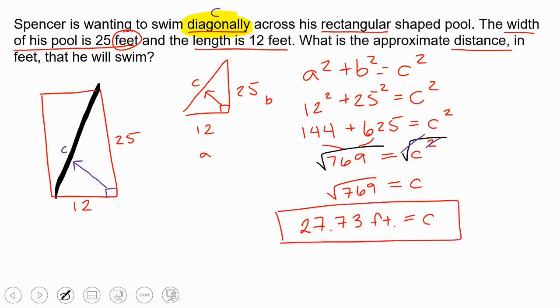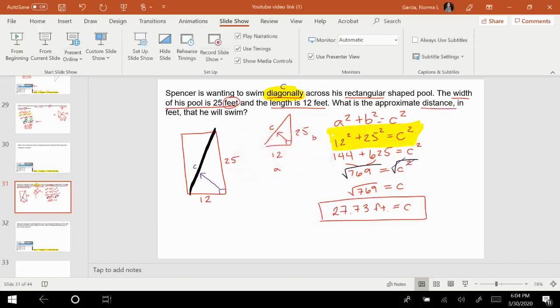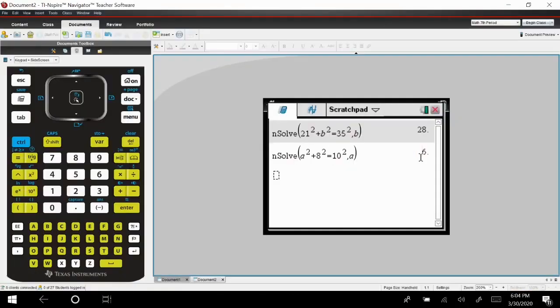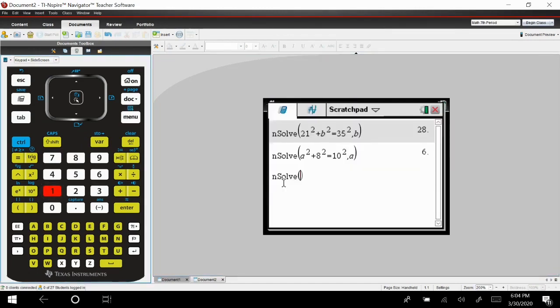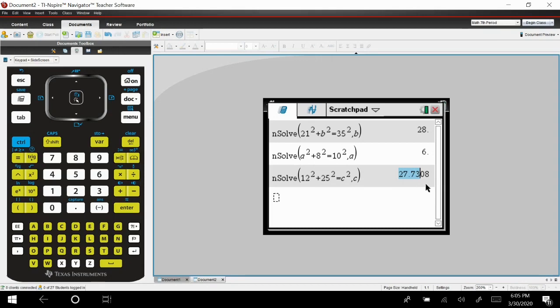So my side C, the diagonal that Spencer will be swimming, will be approximately 27.73 feet. And like I said, we can double check ourselves by putting this portion, just this, into our calculator to see if we are correct. Let's see. Menu through 1. Sorry. And we want to know what C is, so we're going to go ahead and put comma C. And it gives us the same exact answer. And remember that we only want 2 decimal places.